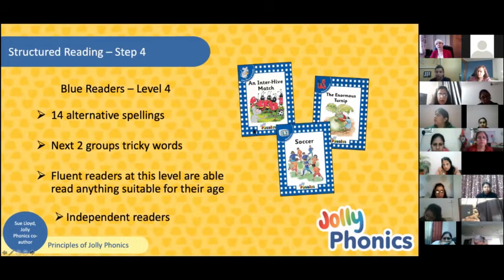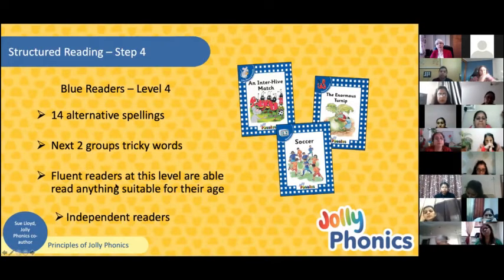And here you've got, of course, the more words you can use, the more interesting become the stories. And the 14 alternative spellings need to be known, the tricky words. And this is definitely where fluent readers are able to read anything that is suitable for their age. So they can cope with any of the books because there's enough code cracked to adjust their pronunciation. I'll show you how that works. And they become independent readers. But you want to wait until they're good before they become independent readers.